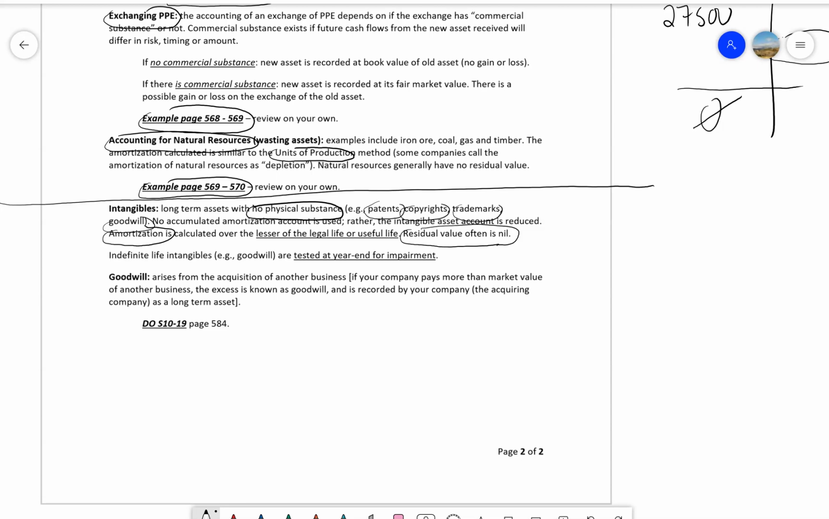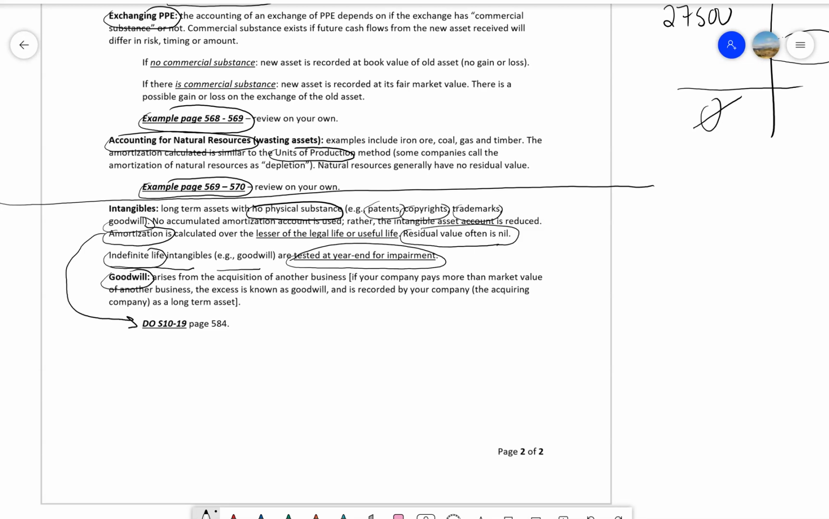Now, if the intangible has an indefinite life, or if it's goodwill. Goodwill usually arises when you buy another business and you pay more for it than what it's worth on paper, then the excess amount is known as goodwill. With indefinite life intangibles, including goodwill, you don't take amortization, you test them for impairment at the end of the year. And in the textbook, they go through an example of that. So I would direct you to your textbook to look at how to calculate goodwill and how to deal with these indefinite life intangibles.